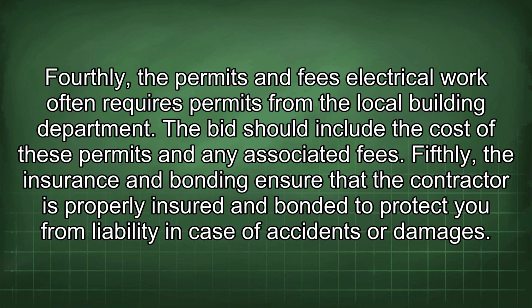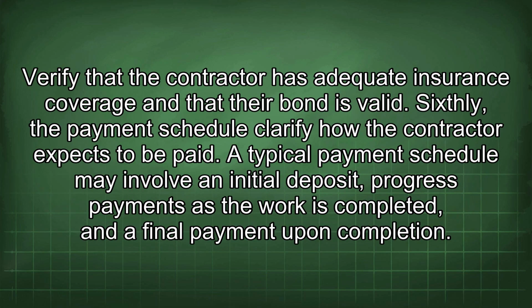Fourthly, the permits and fees. Electrical work often requires permits from the local building department. The bid should include the cost of these permits and any associated fees. Fifthly, the insurance and bonding. Ensure that the contractor is properly insured and bonded to protect you from liability in case of accidents or damages. Verify that the contractor has adequate insurance coverage and that their bond is valid.